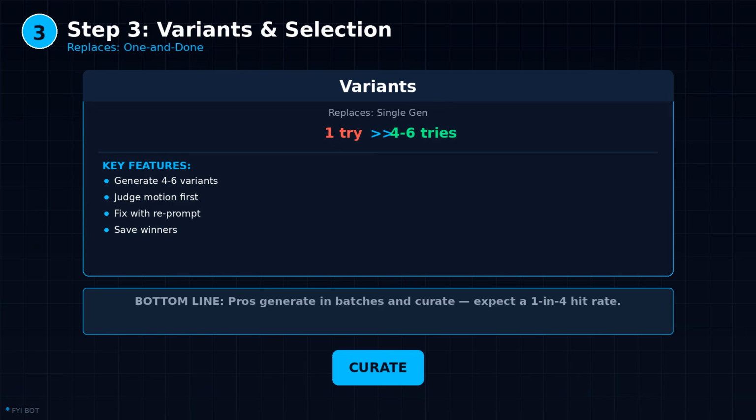If all 6 variants share the same flaws, say the camera never stops drifting, that's not bad luck, that's your prompt. The model is telling you it's following an instruction you didn't intend. Rewrite and regenerate. Expect roughly 1 keeper out of every 4 attempts and budget your credits accordingly. Once you've got a folder of winners, it's time to make them look professional.